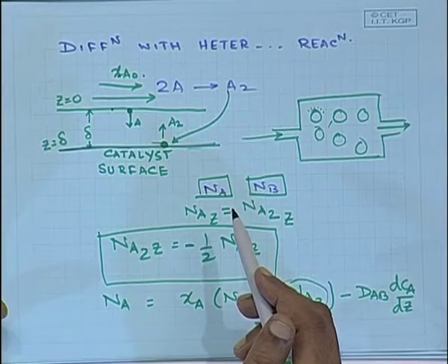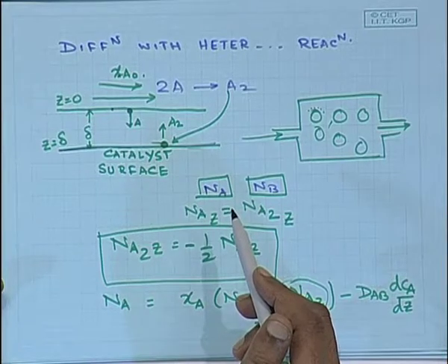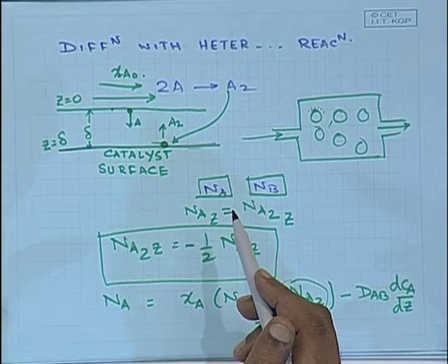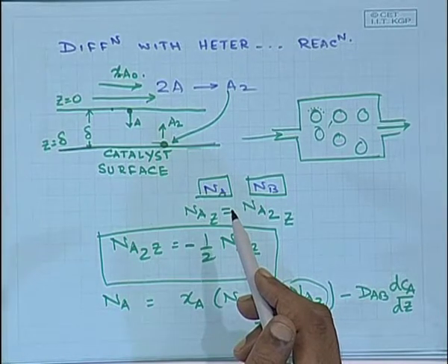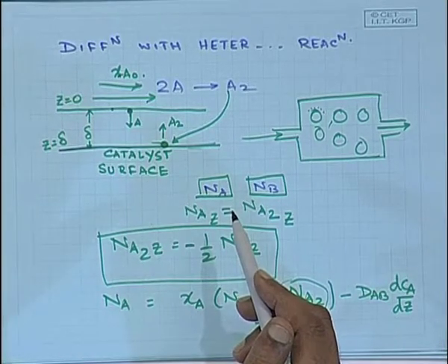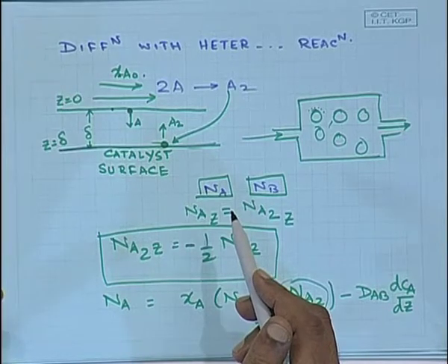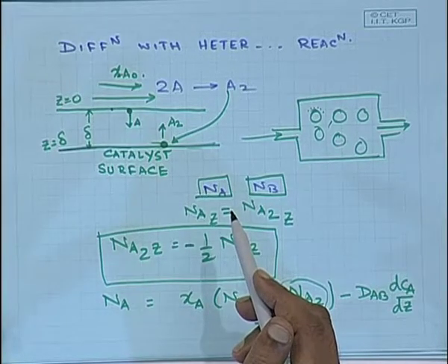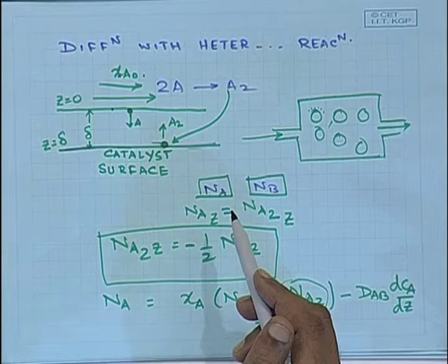I mentioned it is a very fast reaction on the catalyst surface. So, does that tell you anything about the condition? Concentration of A is 0 at Z equal to delta if it is a very fast reaction. So, the moment A comes to the surface, immediately it gets converted to A2. That means the concentration of A on the catalyst surface is equal to 0. That is the second boundary condition that you are going to use.